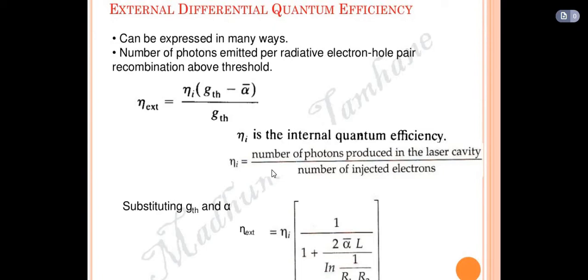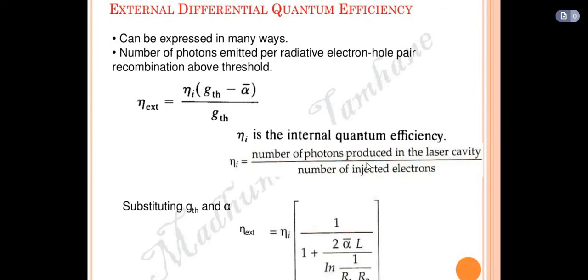Finding the number of photons emitted per radiative electron-hole pair that is going to be recombined by using the above threshold. What is that? The efficiency of the external part, the external differential quantum efficiency, is given by eta I into (gain minus alpha bar) by GTH, right? We know that output by input is nothing but efficiency. Same thing, here also we are applying the same formula. External efficiency is nothing but the internal quantum efficiency into output, that is gain minus loss. Loss we can assume as alpha bar by gain.